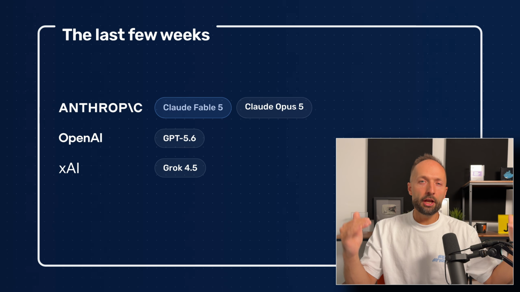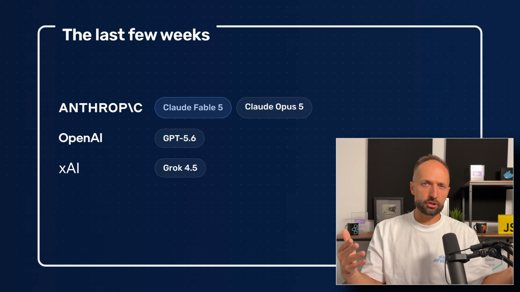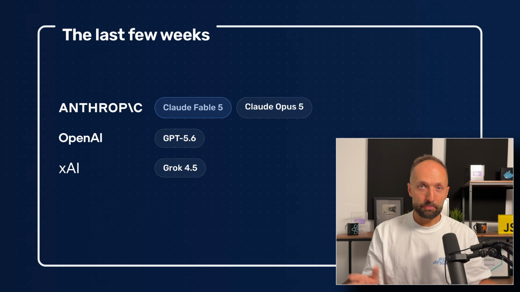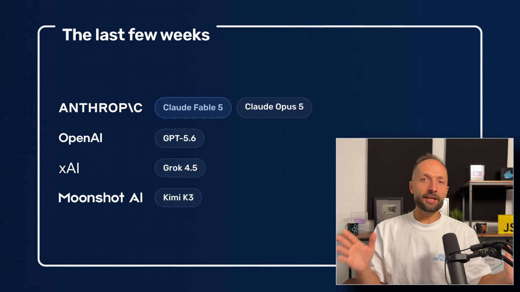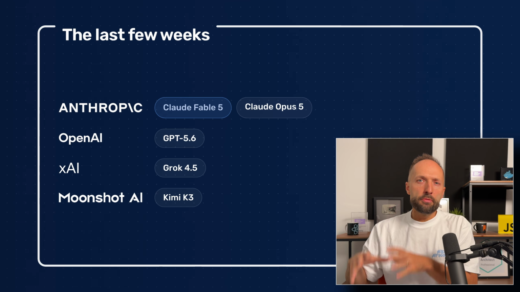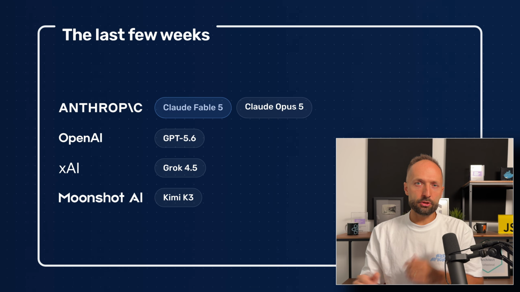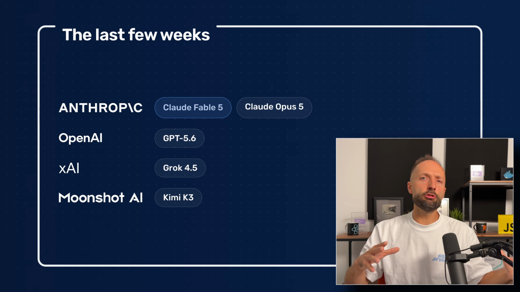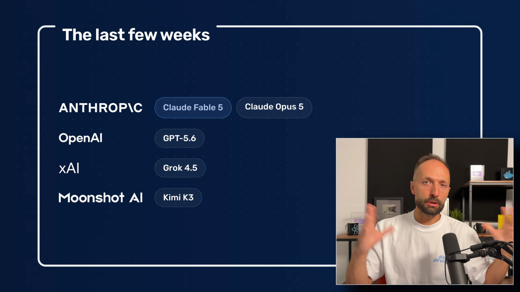We also saw xAI releasing Grok 4.5, a model which is not completely on par with the top models, but very token efficient, so you get a lot of model, a lot of AI for your money. And we also saw Moonshot AI with Kimi K3, a Chinese competitor, not as powerful as the US models, but also a very interesting model if you wanna go beyond the US AI bubble scope.